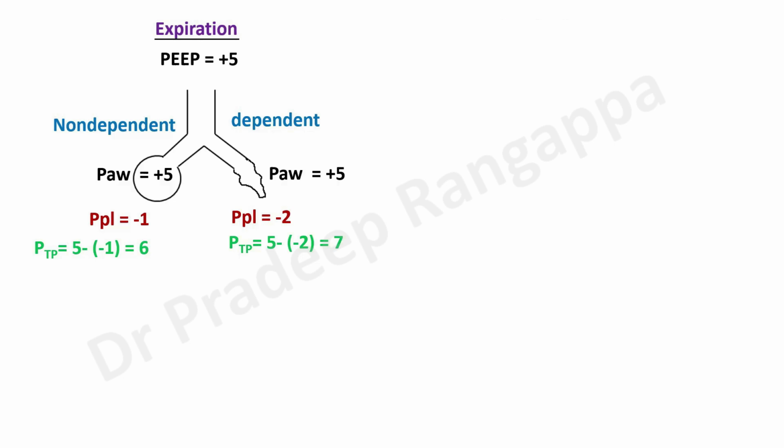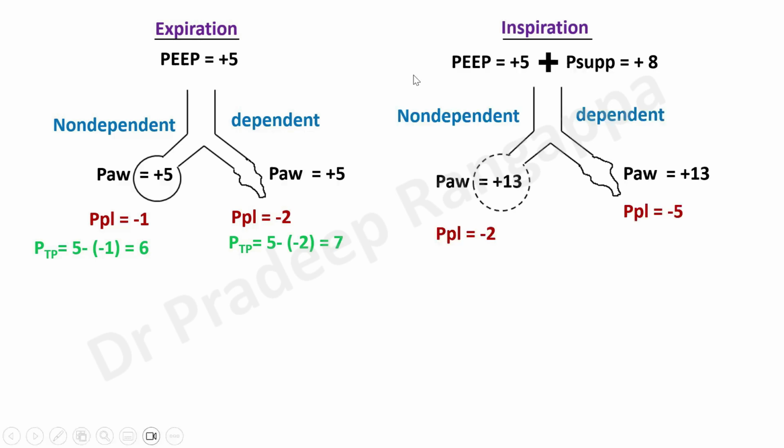But I have already said your whole concept of transpulmonary pressure and the problems of it is with inspiration. So in inspiration, you are putting inspiratory pressure. So there is a PEEP of 5. Then there is an inspiratory pressure, which is pressure support you put of 8 in the ventilator. So in a normal lung, this 8 is adding on to 5. 5 plus 8 is 13. So what is happening here? Normal lung, you are causing over distension. Dependent lung, so your transpulmonary pressure is 15, which is 13 minus of -2.